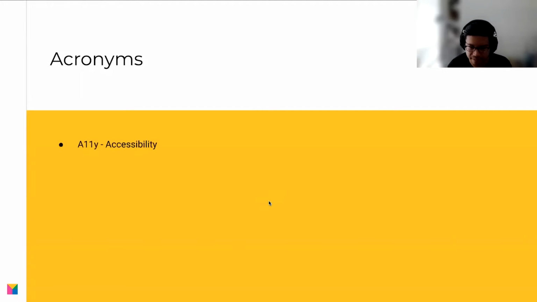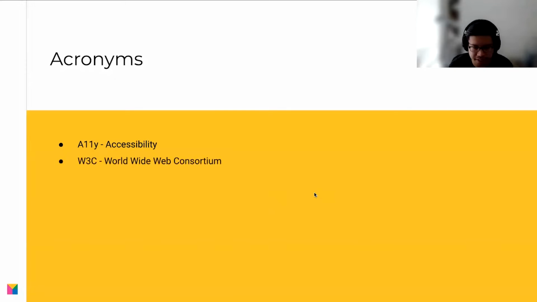So we have Ally, or A11Y. You'll see this, and this is just a short term for accessibility. It starts with an A, ends with a Y, and it's got 11 letters in between. So that's the origin of Ally.